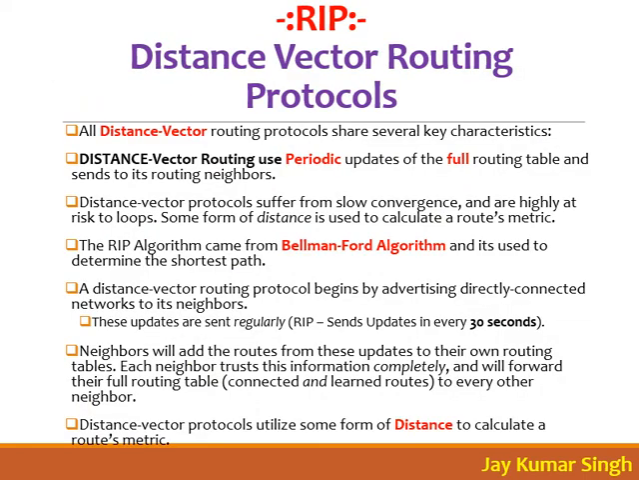Same thing here. All distance vector routing protocols share several key criteria. What are those criteria? Distance vector routing protocols use periodic updates. Periodic update means full updates are shared with neighbors every 30 seconds. Is it okay that every time I should tell you my name is this and I am from here? If there is a change, you say. It's not that every day I should say the same thing. So it's not the correct form.